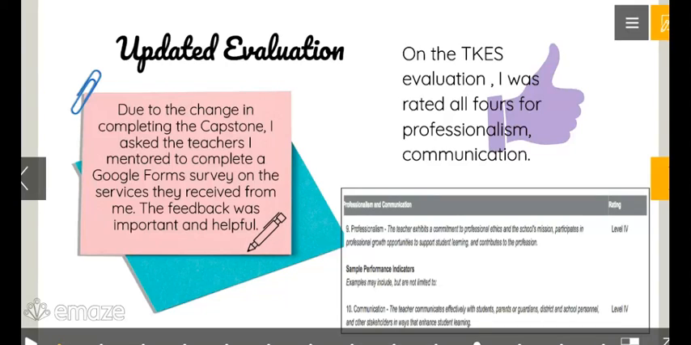I also received level 4 ratings from ITEC. So my administration gave me level 4, which is the highest, for my observations for professionalism and communication.